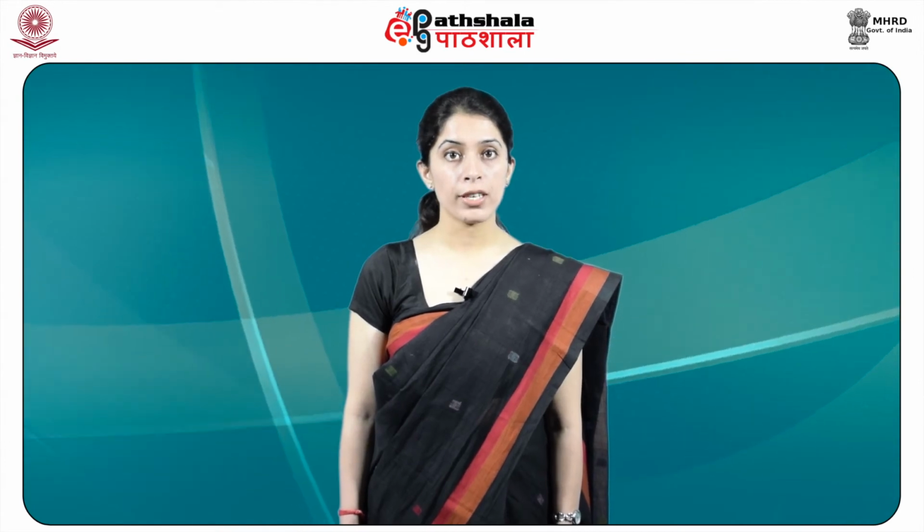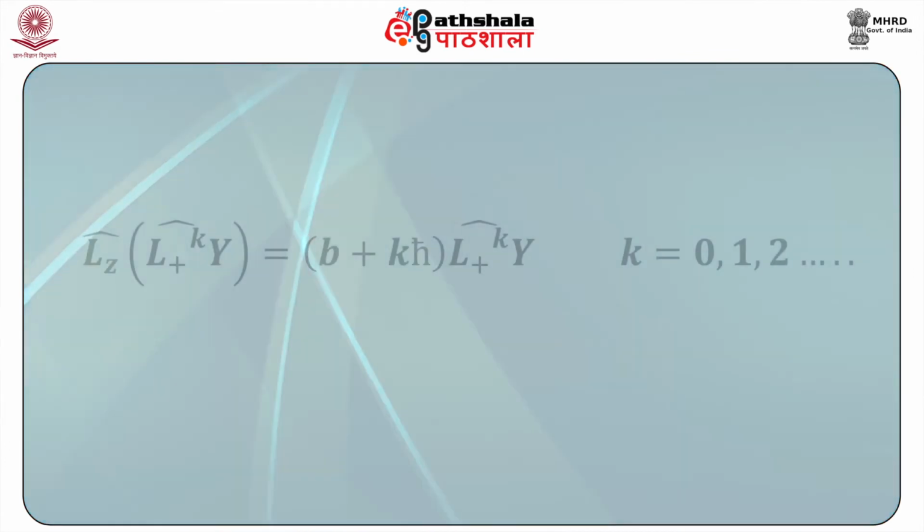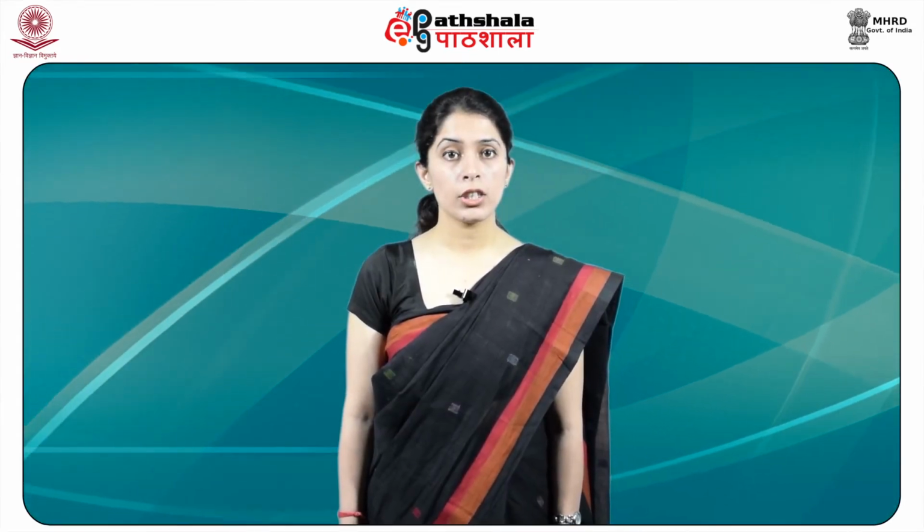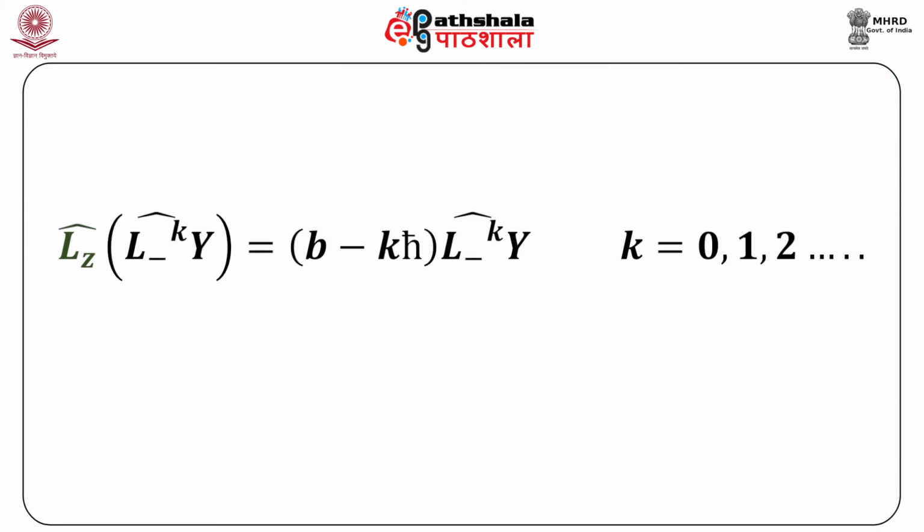Repeated application of the raising operator gives the expression Lz (L plus)^k ψ equals (b plus kħ) (L plus)^k ψ, where k can take up values from 0 to the value defined. That means k can take up values 0, 1, 2, 3 and so on. Likewise, the operation of the lowering operator L minus gives us the expression Lz (L minus)^k ψ equals (b minus kħ) (L minus)^k ψ, where again k can take up values 0, 1, 2 and so on.